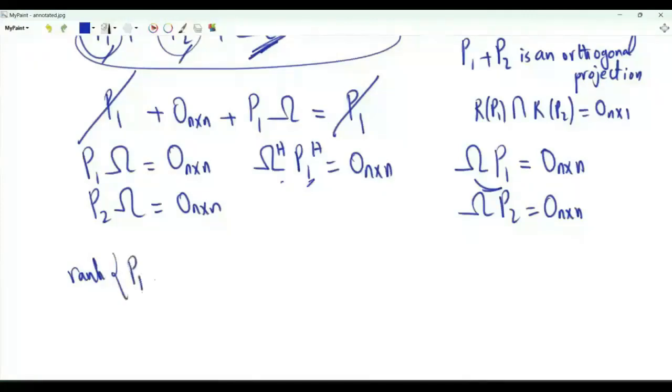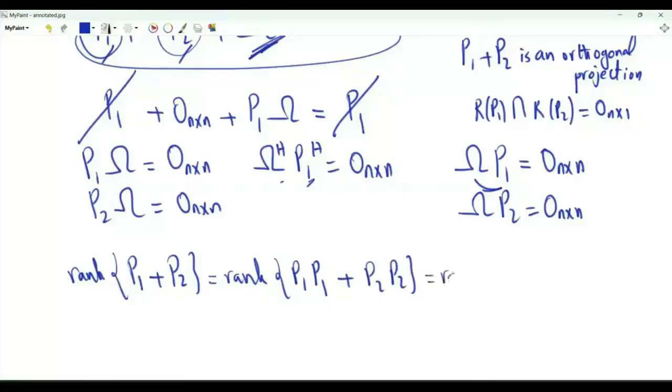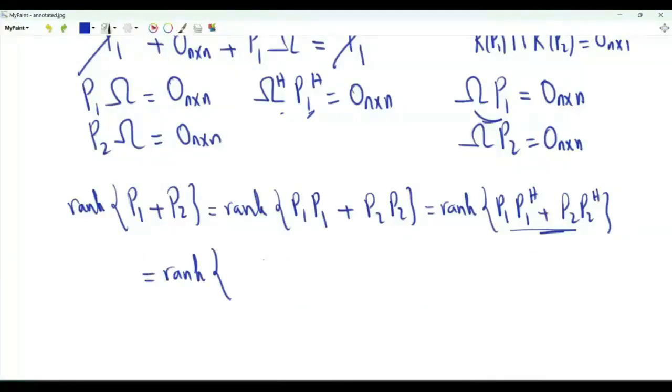What is the rank of the projection matrix P1 plus P2? This is equal to the rank of P1 times P1 Hermitian plus P2 times P2 Hermitian. This matrix here can be written as a matrix of size n by 2n. In that fat matrix, we place the n columns of P1 followed by the n columns of P2. To get P1 Hermitian plus P2 Hermitian, we multiply this matrix by its Hermitian. We have here a 2n by n matrix with blocks P1 Hermitian and P2 Hermitian.